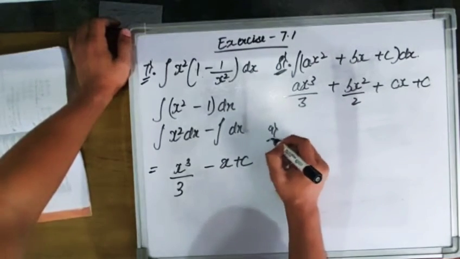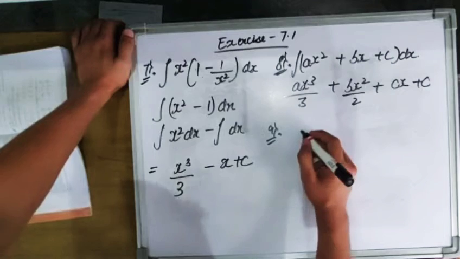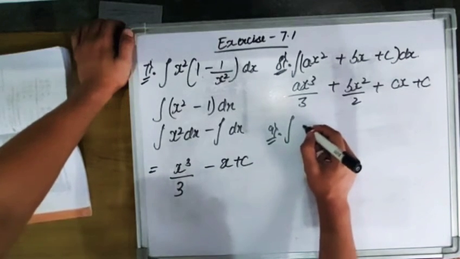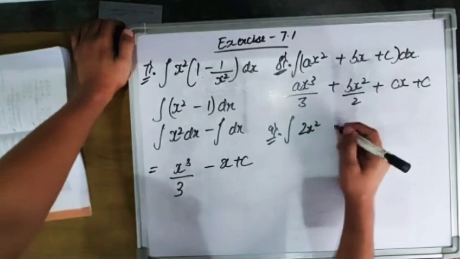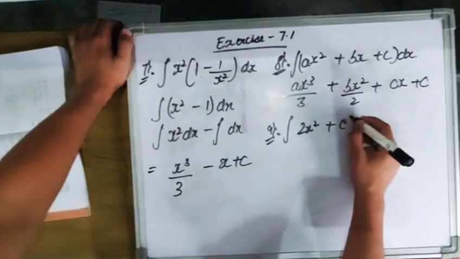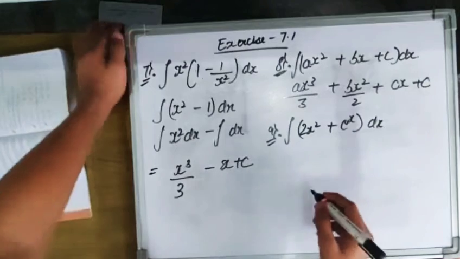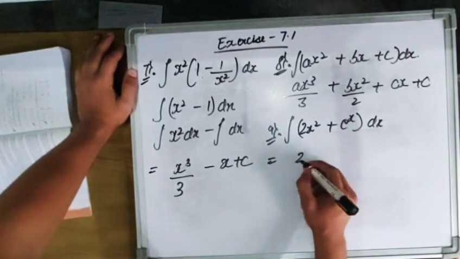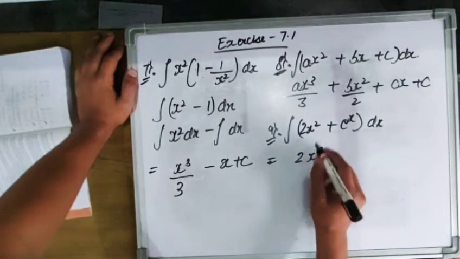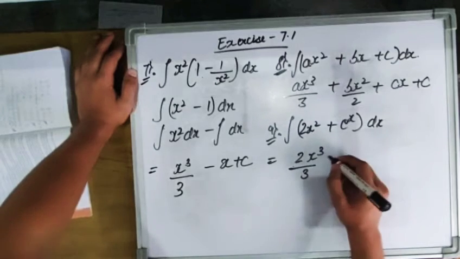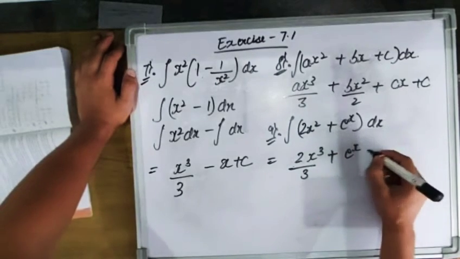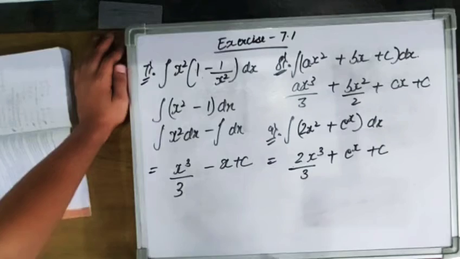Now moving ahead to the 9th question, we have 2x square plus e raised to power x. We need to find its integration. So here we are, the integration of 2x square will be 2x cube by 3 plus e raised to power x plus c. This is the 9th question.